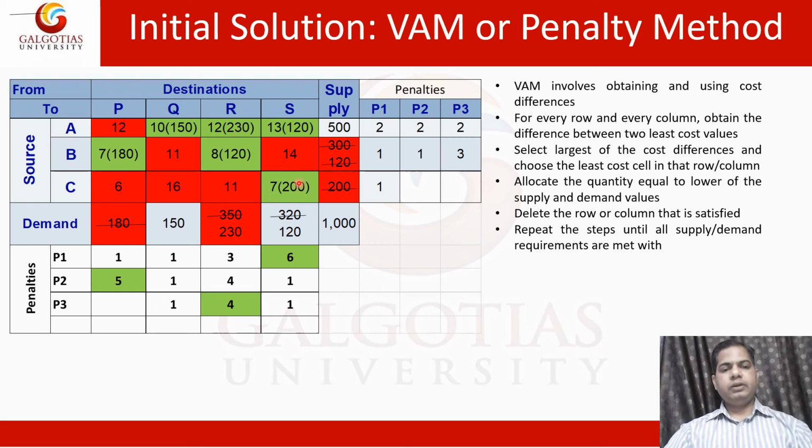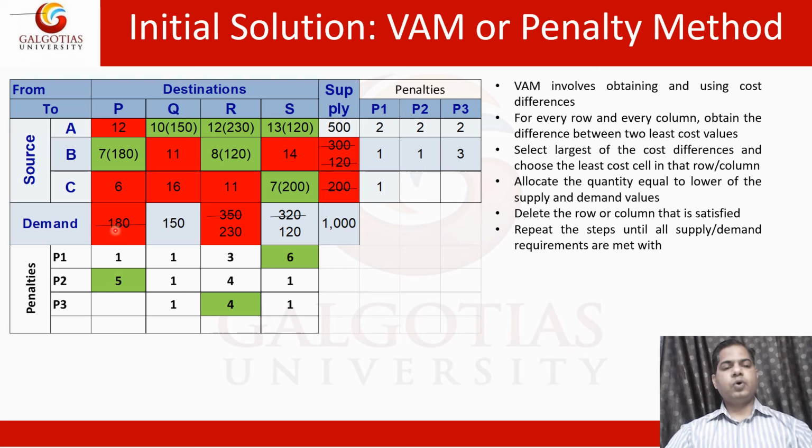After giving this 7, we have to find the penalties again. Since this row is eliminated, we will not find the penalty for it. For A, the penalty is 2. For B, the penalty is 1. For P, the penalty is now 5, because this 6 is over. Now the two costs remaining are 12 and 7, so the penalty is 5. For 10, 11, the penalty is 1. For 12, 8, the penalty is 4. For 13, 14, the penalty is 1. Now out of these 7 penalties, we again find the maximum value. So this 5 is my maximum value of the penalty.